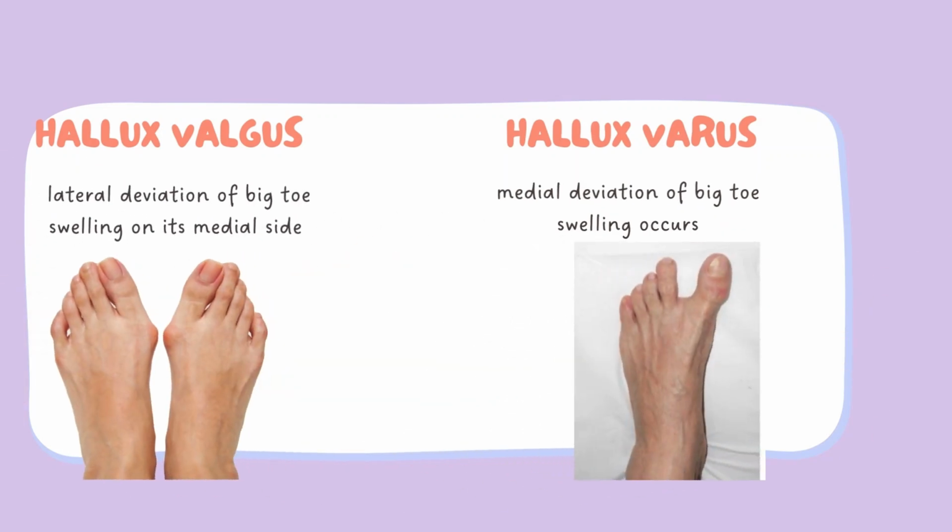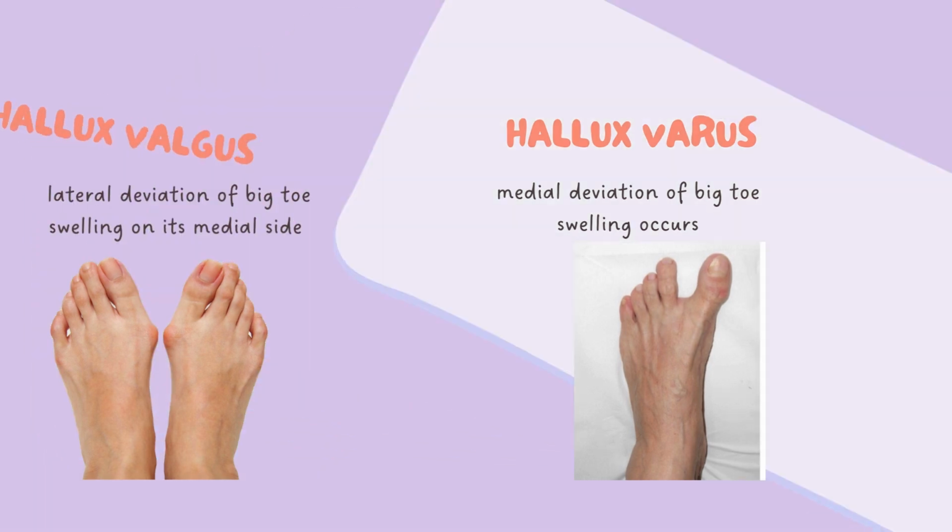Let's talk about hallux valgus and hallux varus. In hallux valgus, the big toe deviates laterally, causing swelling on the inside of the foot. In contrast, hallux varus involves the big toe deviation medially, leading to swelling on the outside of the foot.